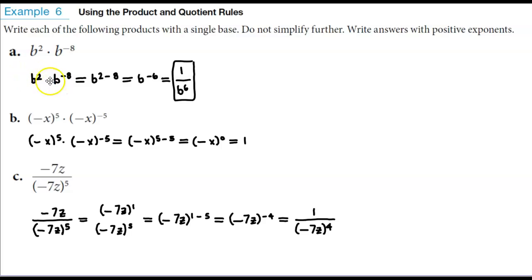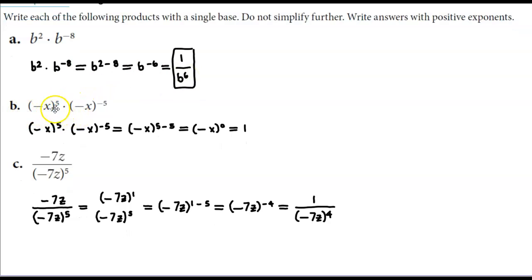Since we're multiplying with the same base, that means we're going to add exponents. So it's going to equal b to the power of 2 plus negative 8, which is the same thing as 2 minus 8, which is going to equal b to the power of negative 6. And we don't want to leave the base with a negative exponent, so we're going to take the reciprocal to make it a positive exponent. So it's going to equal 1 over the base of b to the power of 6.